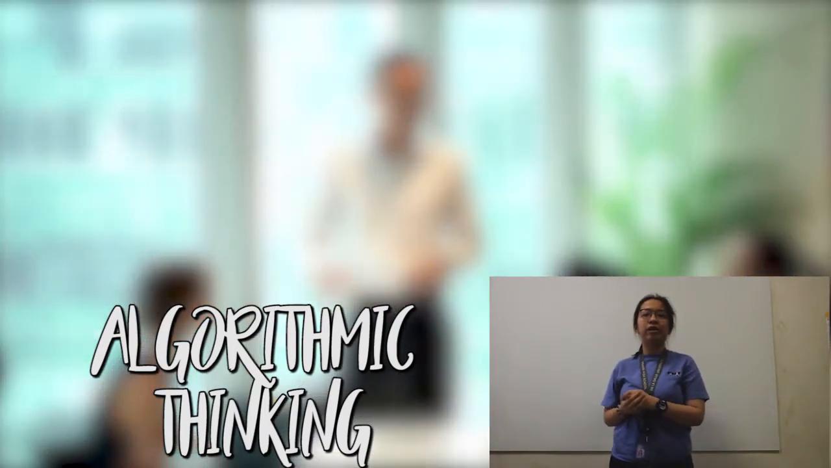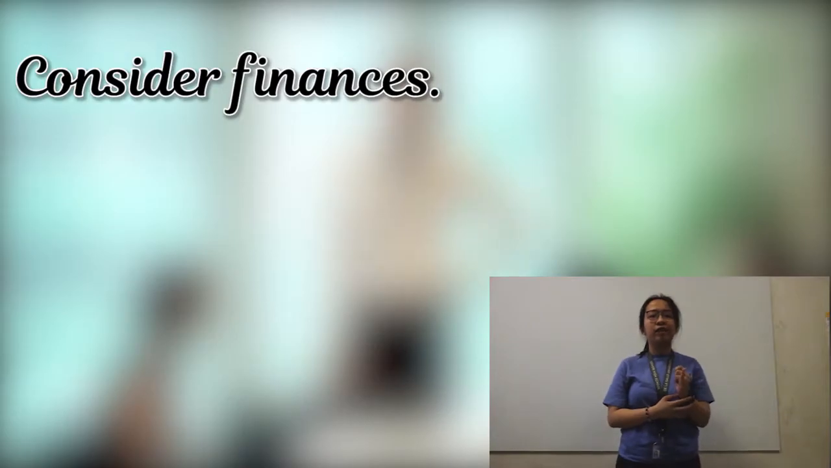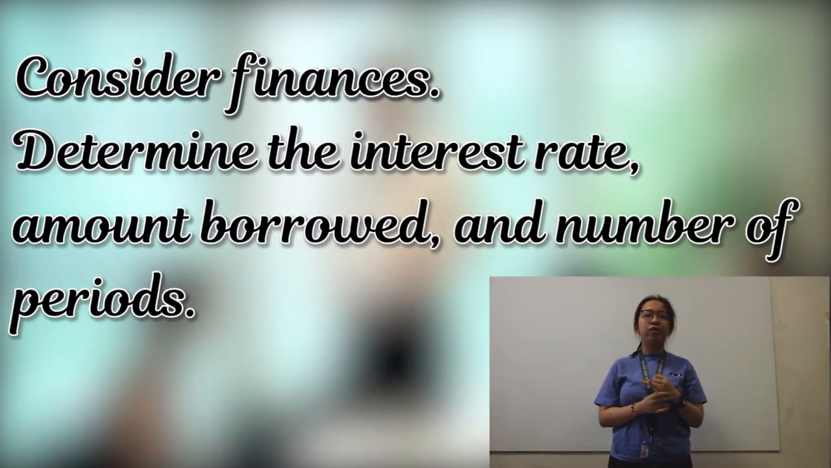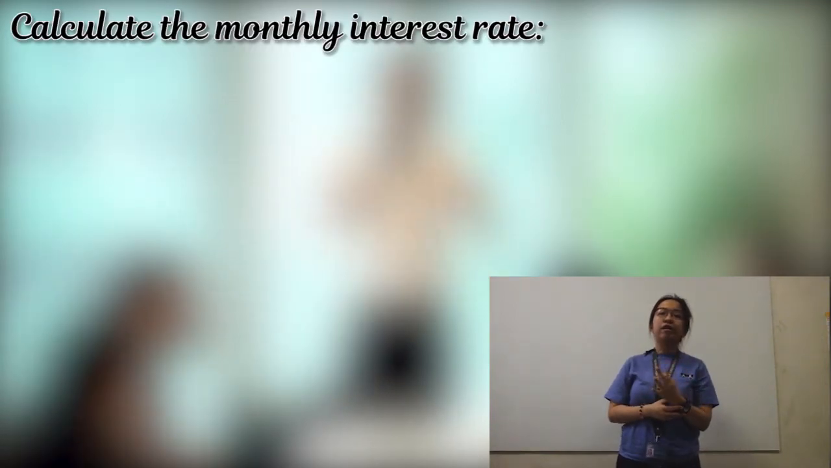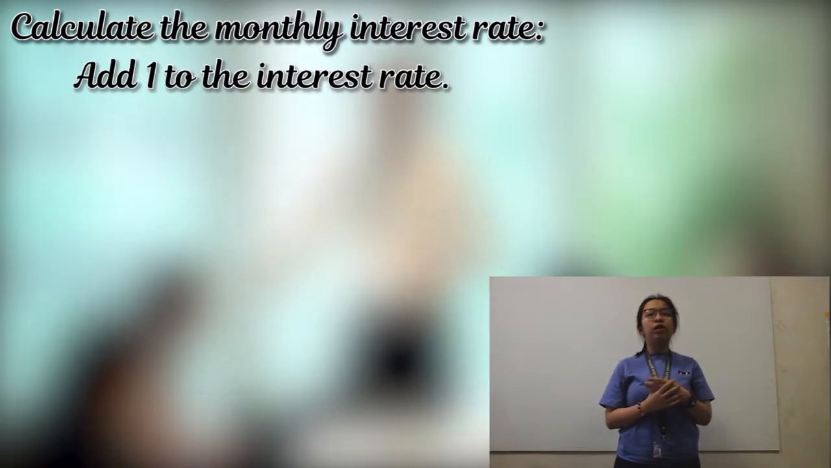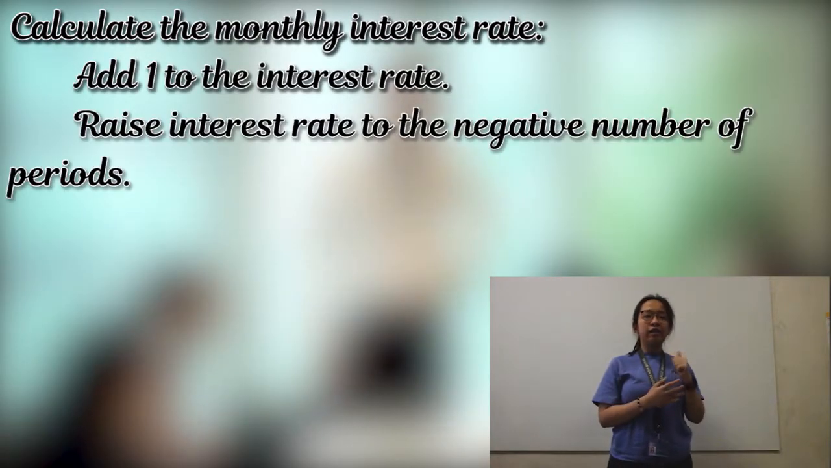follow through algorithmic thinking. First, consider the finances. Next, determine the interest rate, amount borrowed, and the number of periods. Third, calculate the monthly interest rate. Next, add 1 to the interest rate. Raise the interest rate by the negative number of periods.